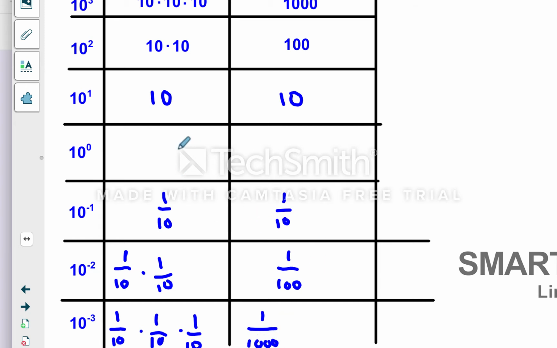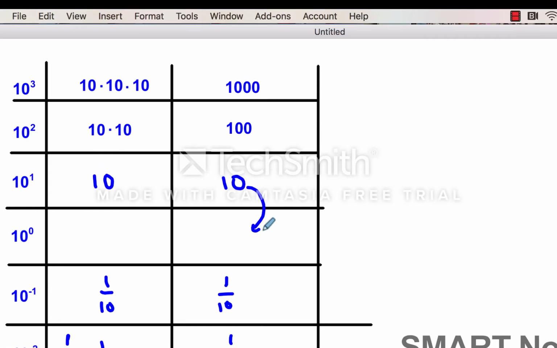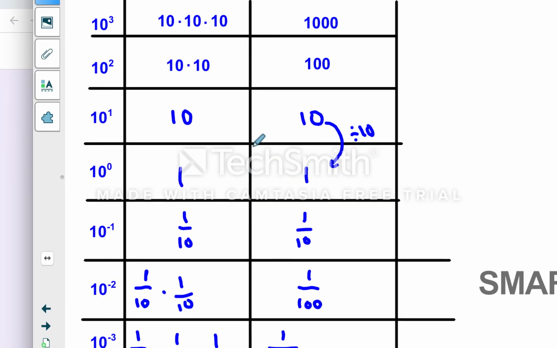Now this is a popular misconception as well. People say, oh, 10 to the 0 is going to be 0, but if you look at the pattern, we're dividing by 10 every step of the way. So you have to continue that pattern. So if I divide this by 10 right here, 10 divided by 10 is 1, so actually 10 to the 0 is 1. And that's where kind of the exponent laws come into play right here.